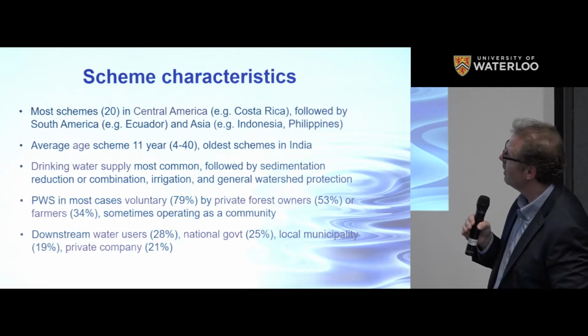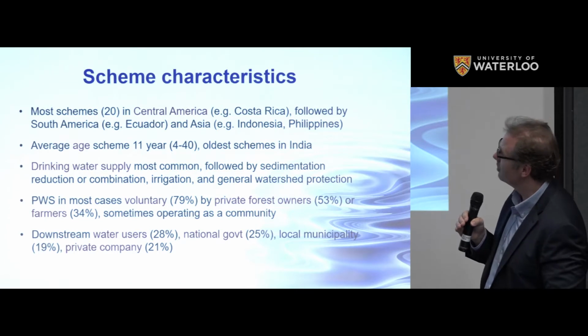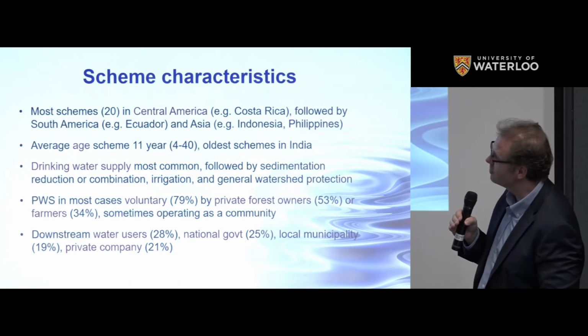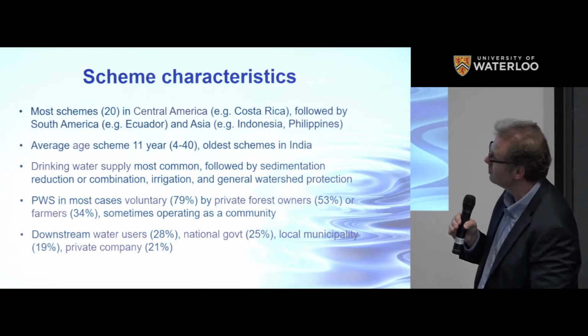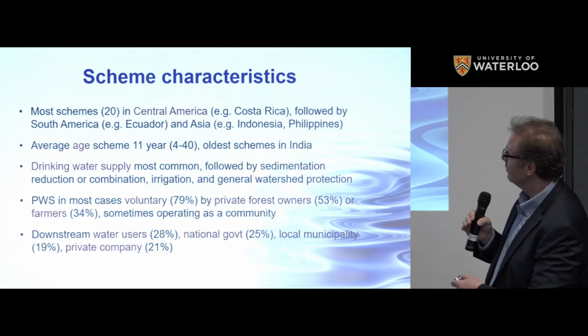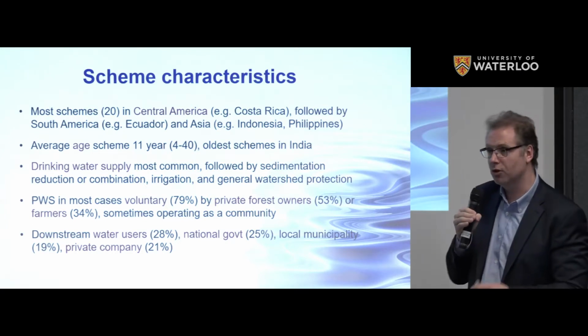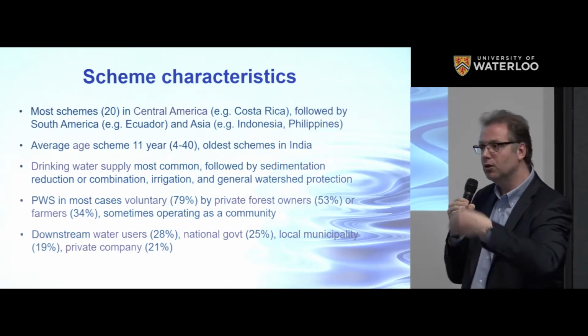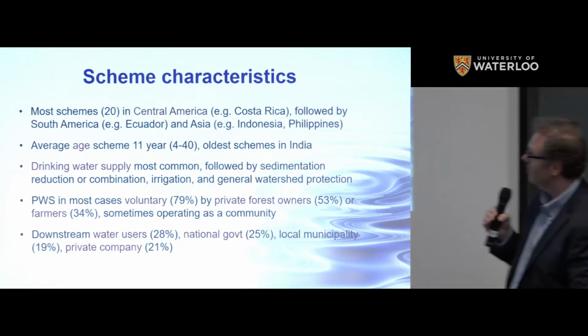Most schemes in Central America, I mentioned already, Costa Rica has a long history. On average, they were 10, 11 years old. Most of the services that were provided were drinking water supply, so you had downstream water users as a substantial share of the buyers of the services. In most cases, the schemes were voluntary. They involved private forest owners and farmers, and sometimes they operated as a community. So sometimes there were contracts that were concluded with an entire village instead of with an individual landowner.